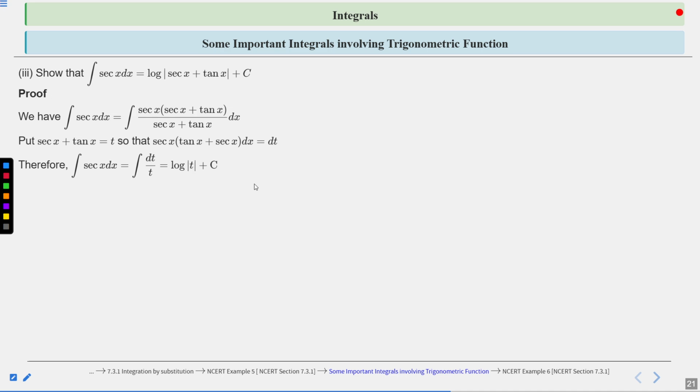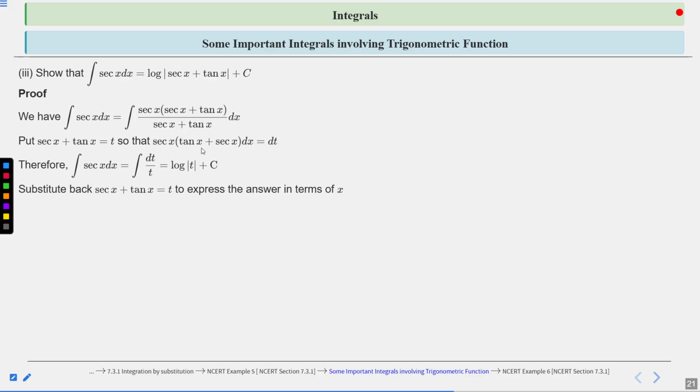Because if we have taken sec x plus tan x equal to t, so the numerator part will be equal to dt, right? So integration of sec x dx will be equal to integration of dt upon t, and it is equal to log mod t plus c.